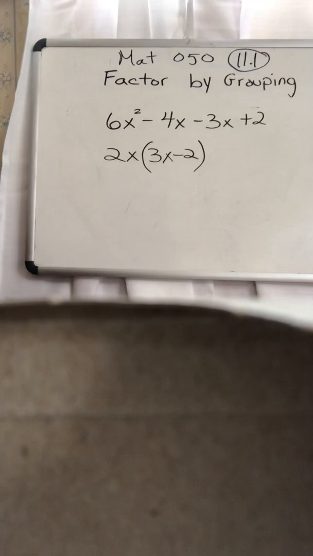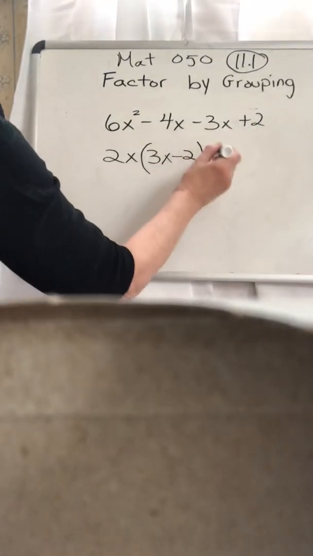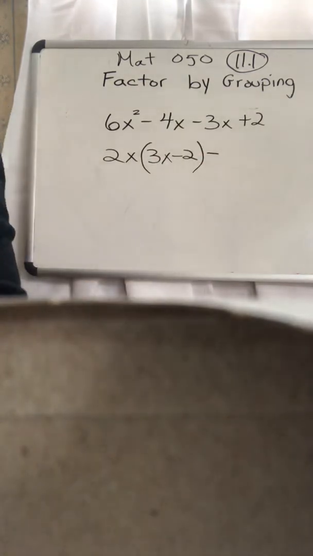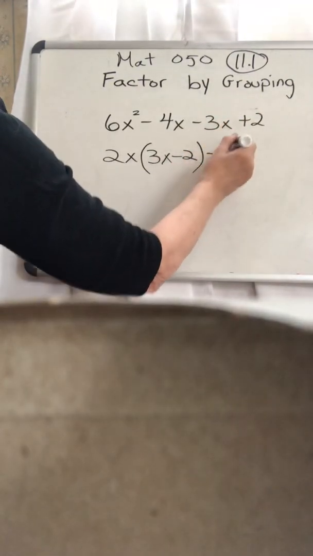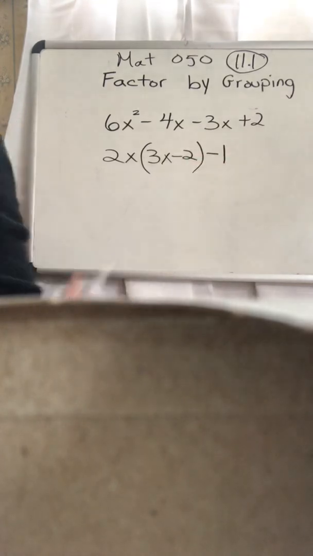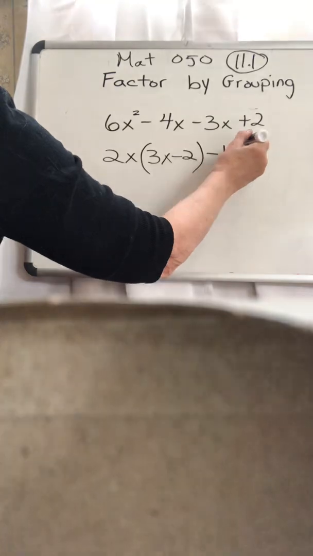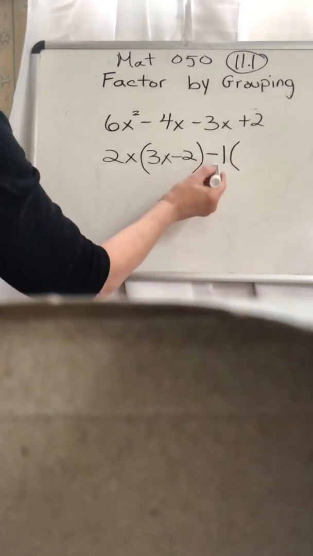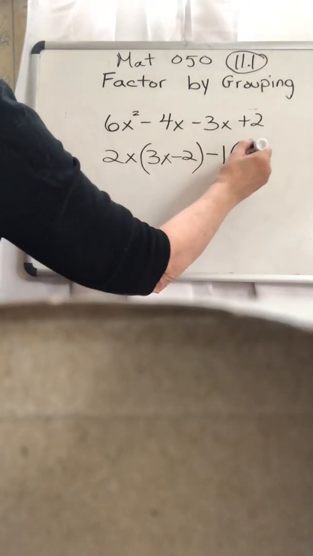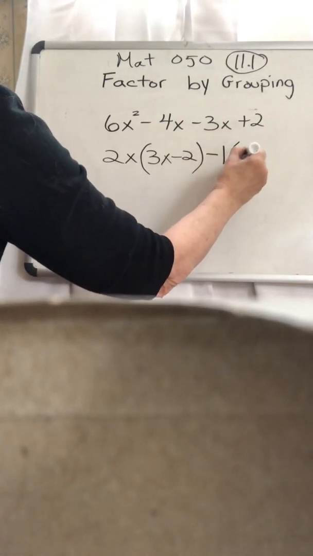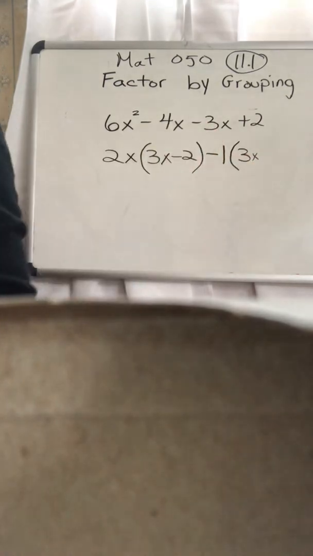Okay. Then I look at the next 2 terms. There's a negative sign between them, so I'm going to put a minus. They don't have a common factor other than 1, so their common factor is going to be a negative 1. So then I make my parenthesis. A negative 1 times what would give me a negative 3x? Well, it would have to be a positive 3x, since a negative times a positive gives me a negative.